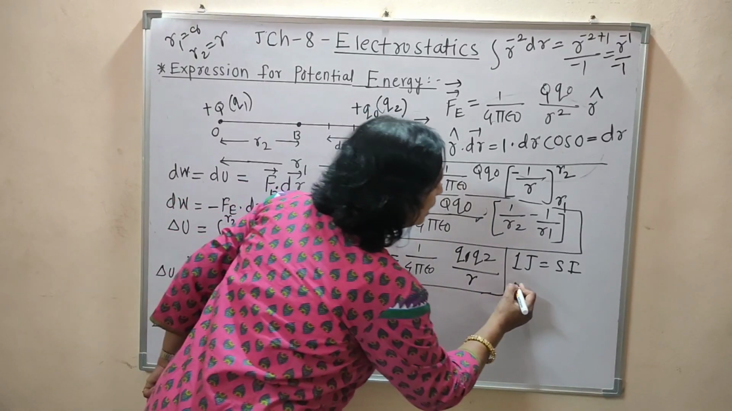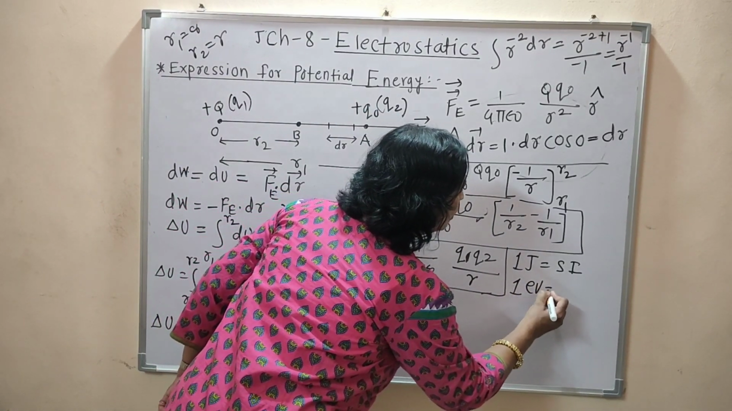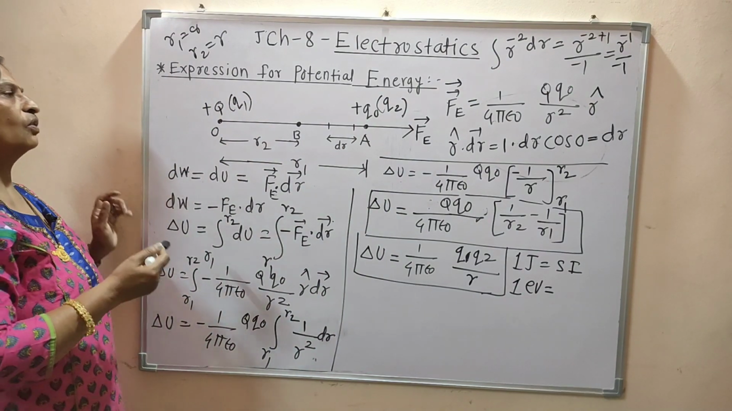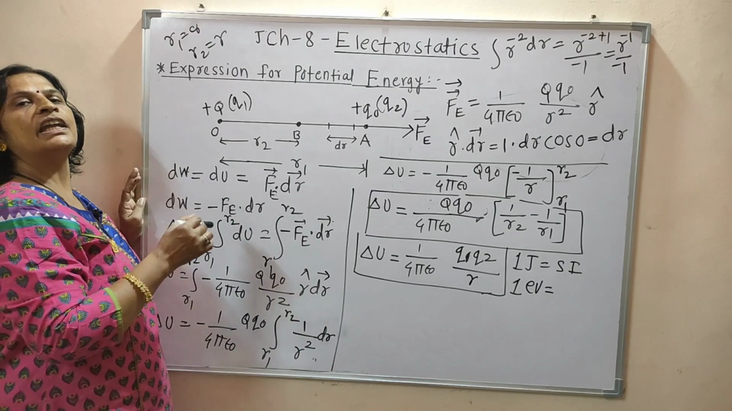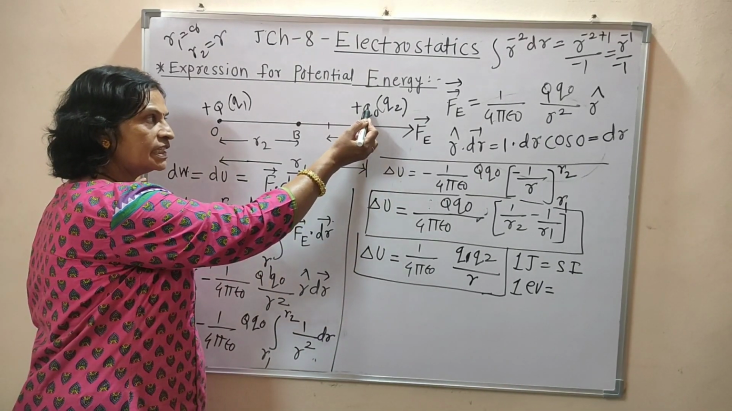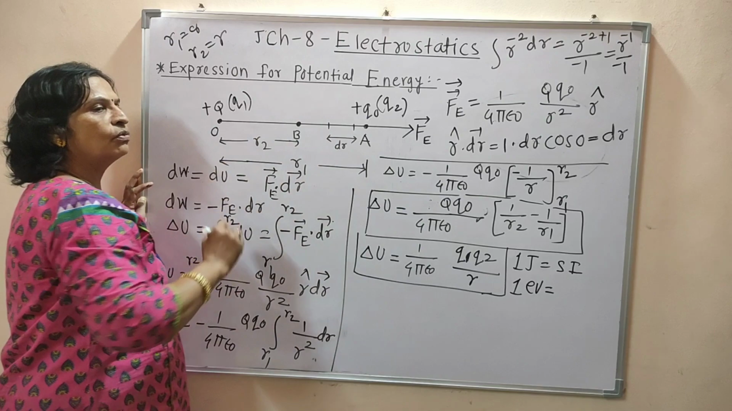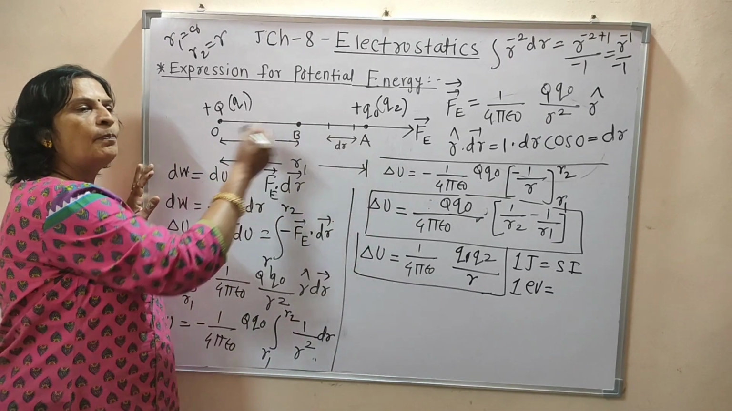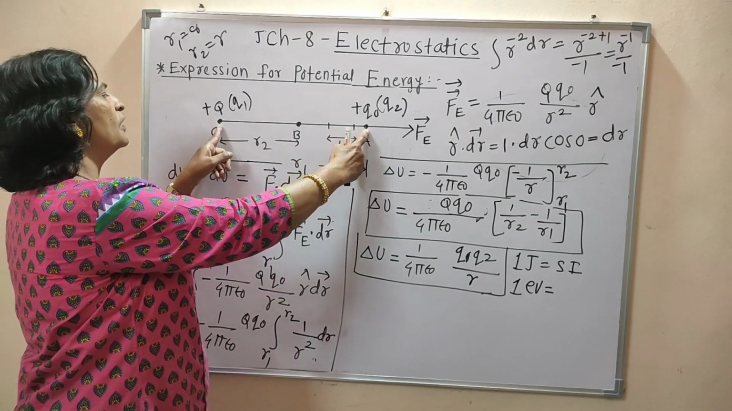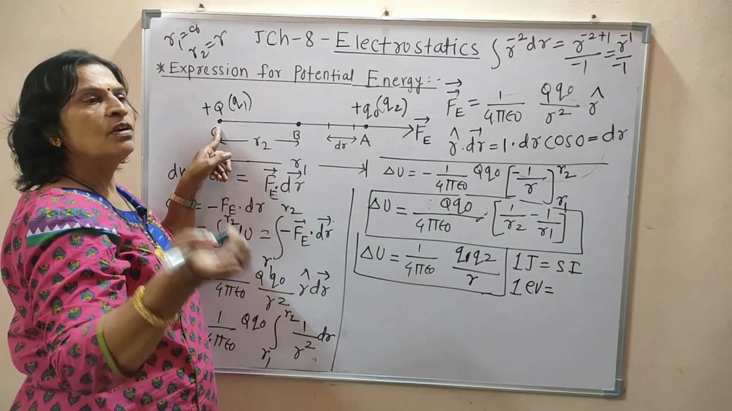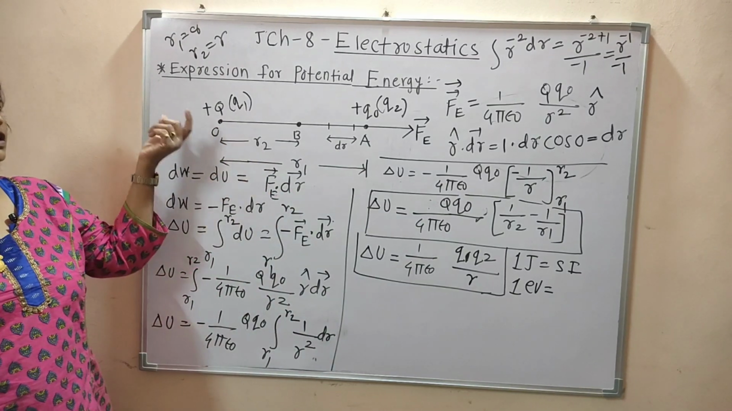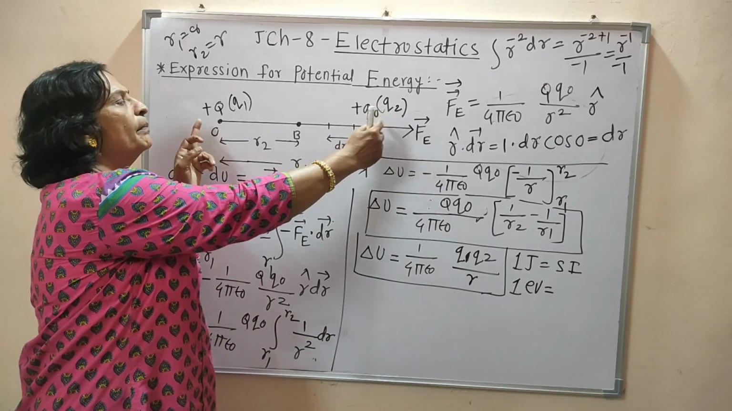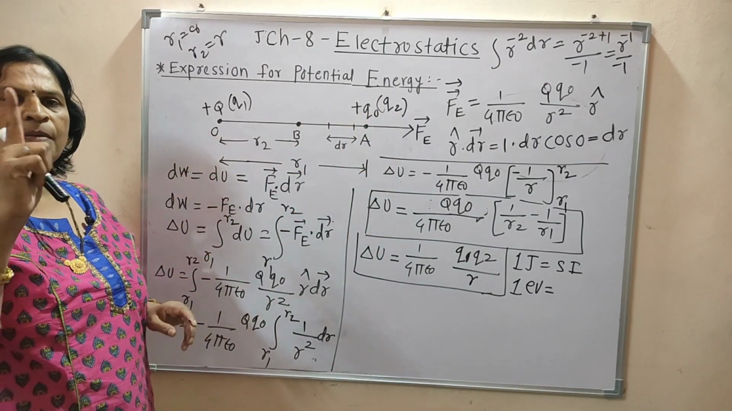Then another unit is 1 electron volt. What is 1 electron volt? What is the definition of 1 electron volt? 1 electron volt is the change in kinetic energy of an electron while crossing 2 points maintained at a potential difference of 1 volt. Suppose the charge is an electron, then 1 electron volt is the change in kinetic energy of the electron while crossing 2 points maintained at a potential difference of 1 volt.